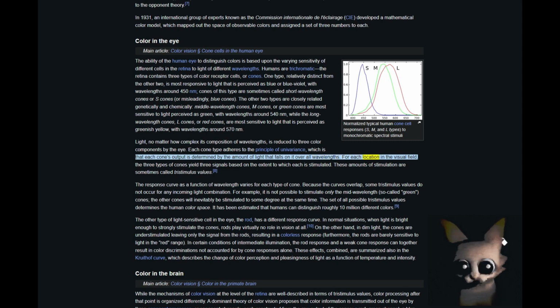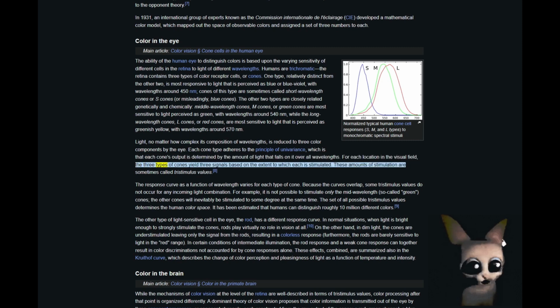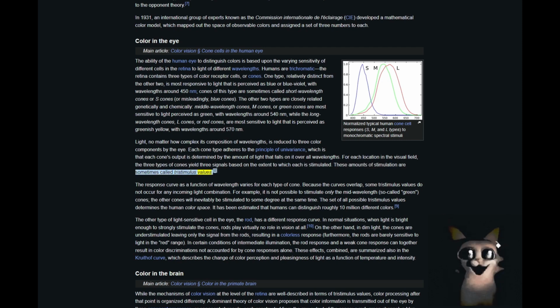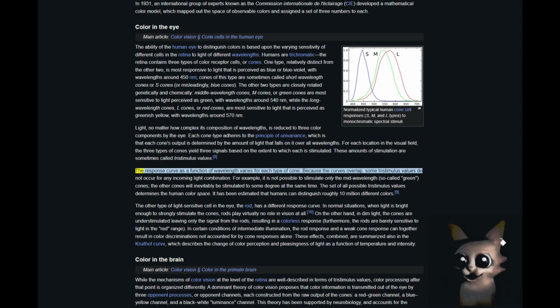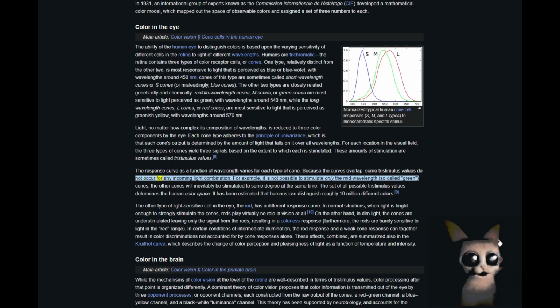For each location in the visual field, the 3 types of cones yield 3 signals based on the extent to which each is stimulated. These amounts of stimulation are sometimes called tristimulus values. 8. The response curve as a function of wavelength varies for each type of cone. Because the curves overlap, some tristimulus values do not occur for any incoming light combination.